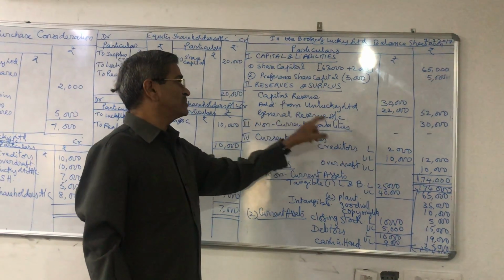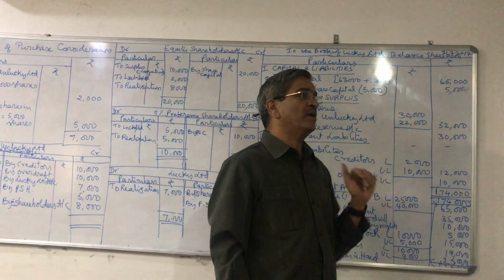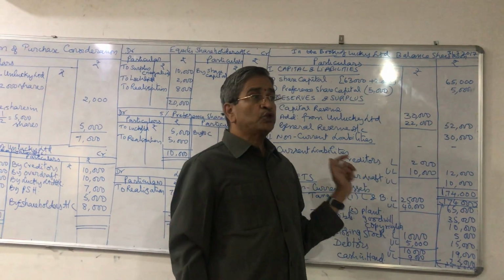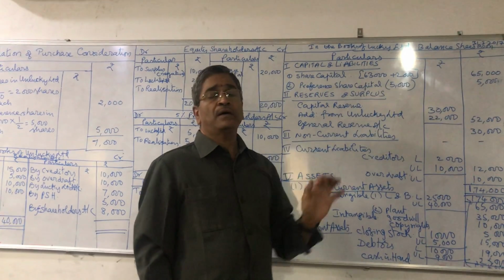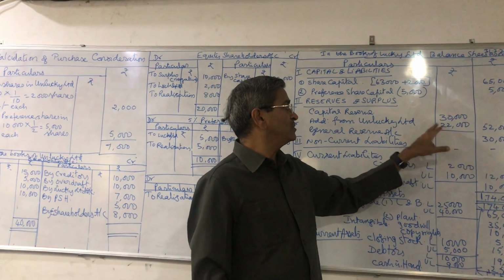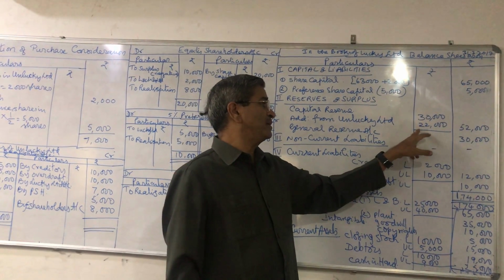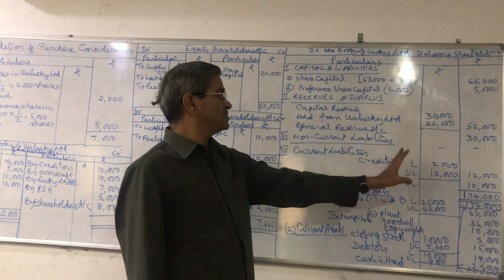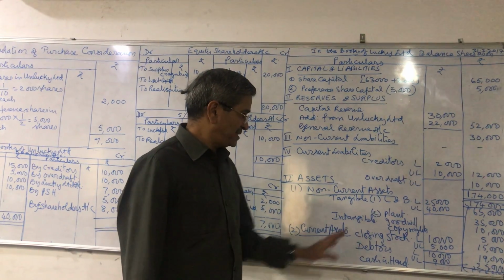and the reserves also. Whatever loss or profit that we are getting from the amalgamation or merger should be adjusted with the reserves that are existing in the purchasing company. So we have added 22,000, which is a profit from the Unlucky Limited, that is our capital reserve, which comes to 52,000. And general reserve, whatever is given. Current liabilities we have shown as it is.